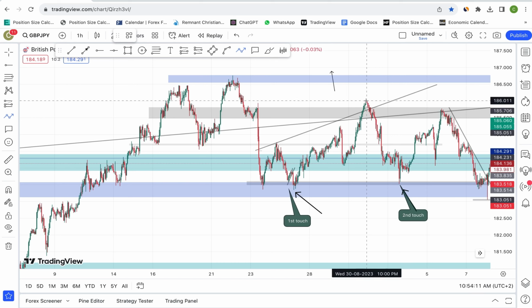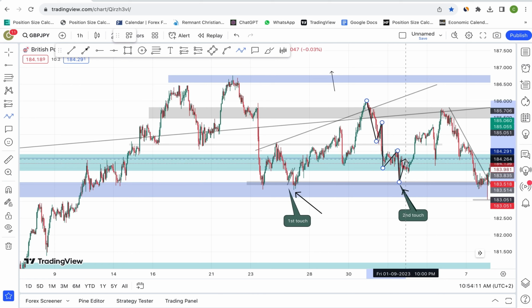Then we have to look at this pattern. It gives us a lower low and a lower high, a lower low right here, and a lower high. Then it gave us a lower low right here. So what happened after this lower low? Then it gave us a lower high right here.